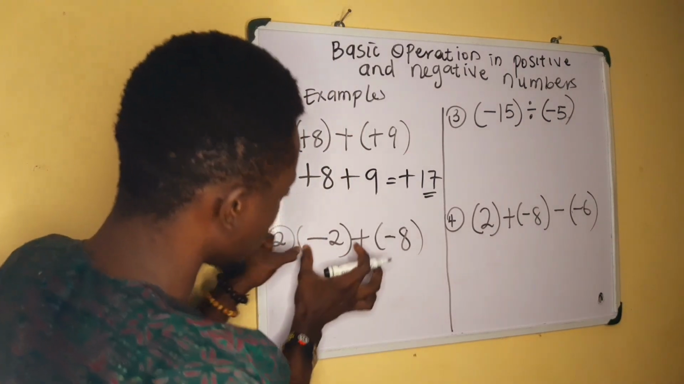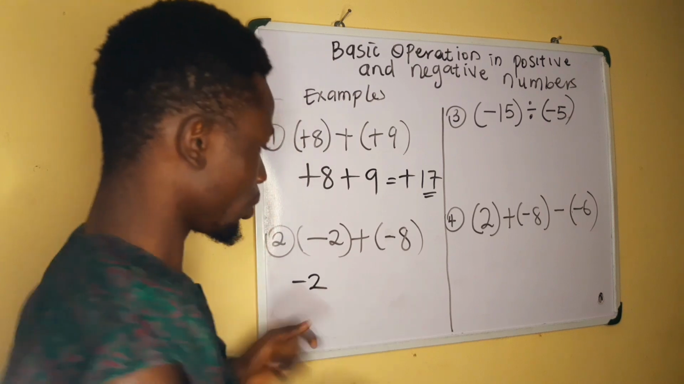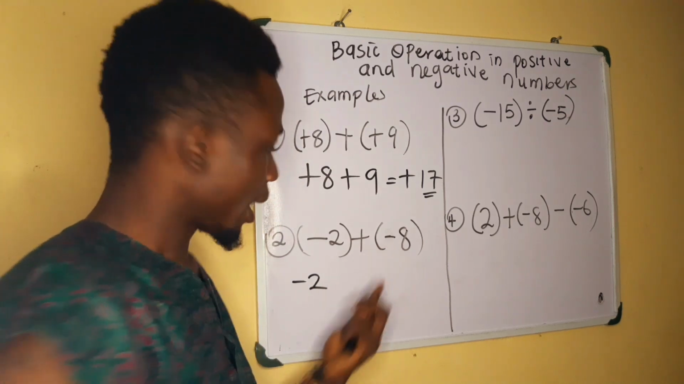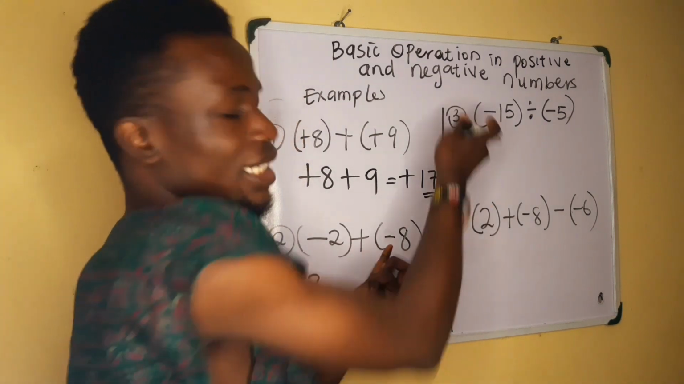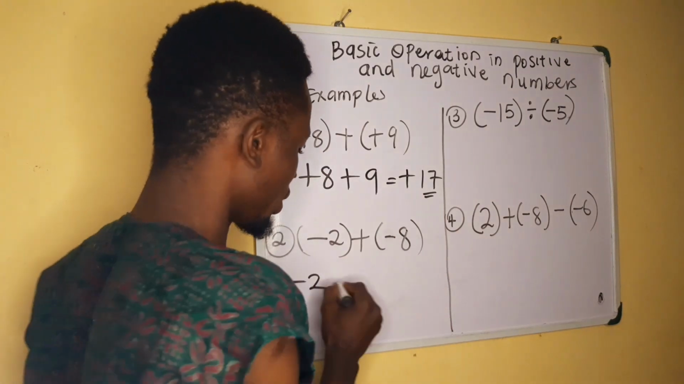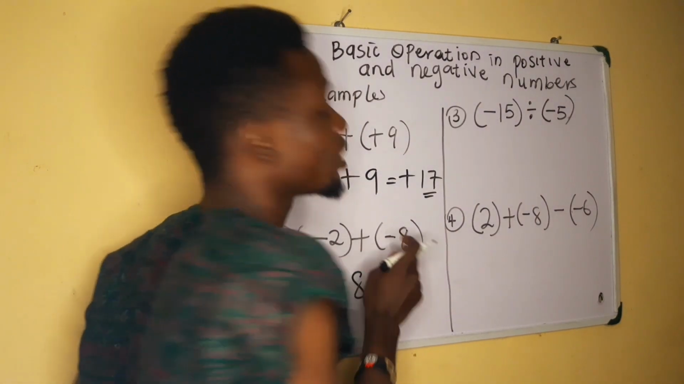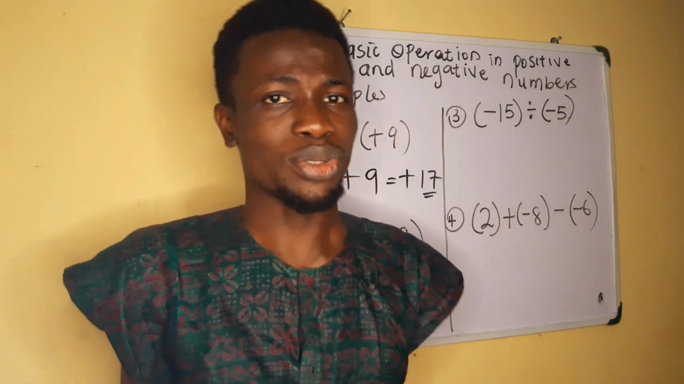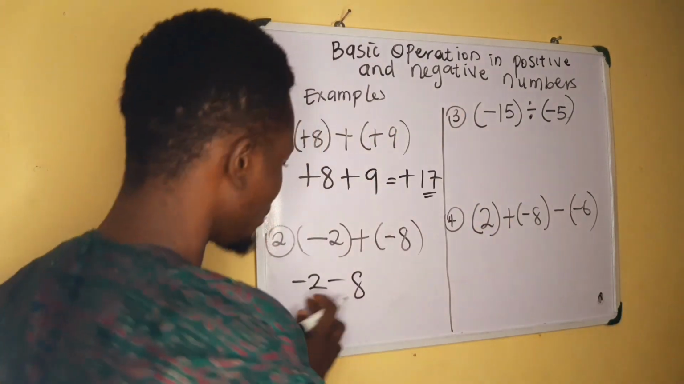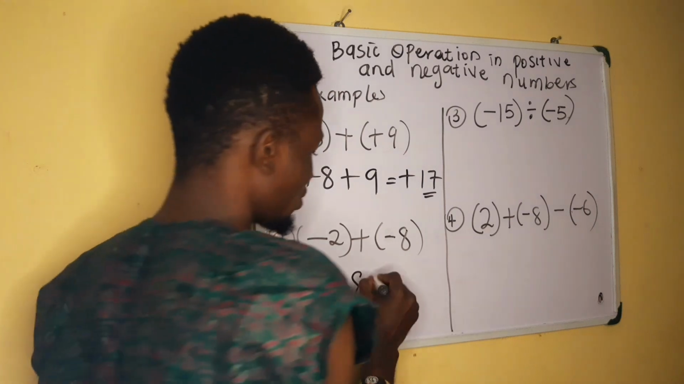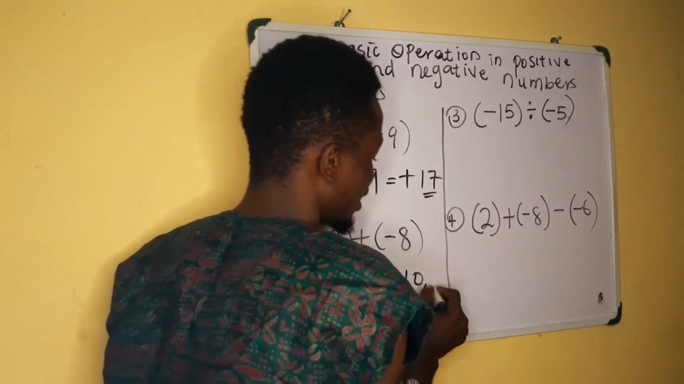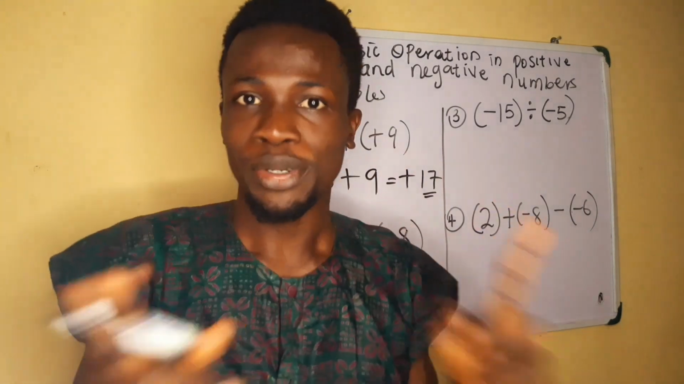So the first thing I'm going to do is bring this one out of the bracket, minus 2, then affect this one. Plus times minus, as I said earlier in the last video, will give us minus. So we have reduced this plus and minus here to give us one sign that we need to solve. And that is negative. So minus 2 minus 8 is going to give us minus 10. I hope you are following.